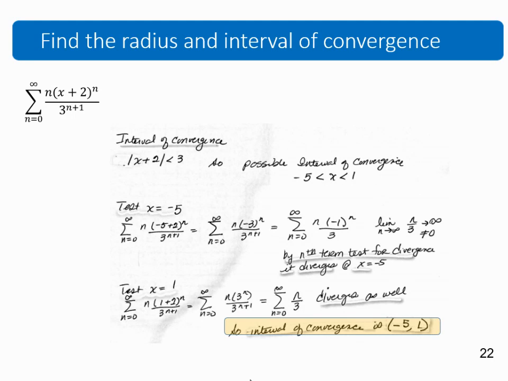So the interval of convergence is -5 to 1, not including the endpoints.